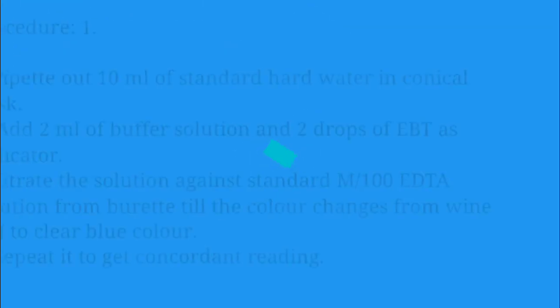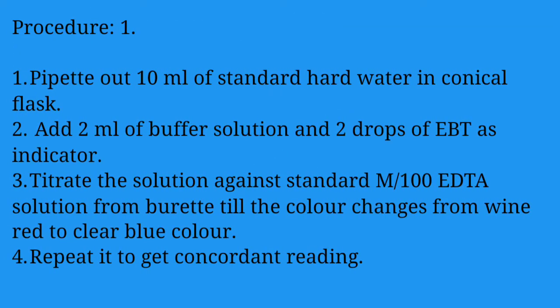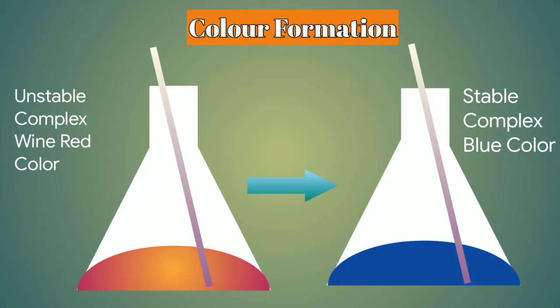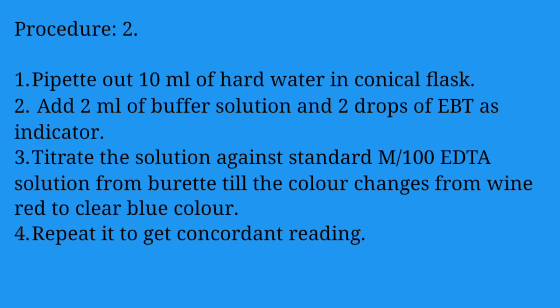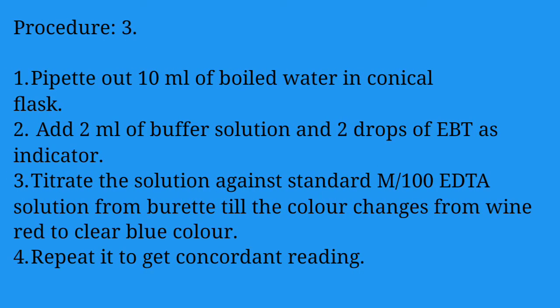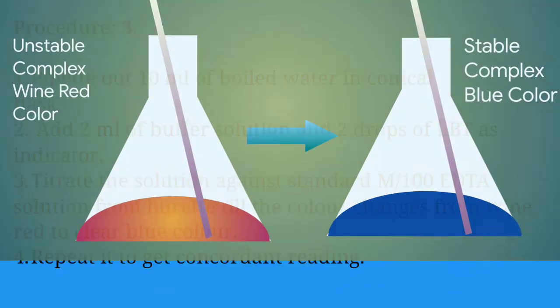Now we discuss the procedure. Pipette out 10 ml solution of standard hard water. Add 2 ml of buffer solution and 3 to 4 drops of EBT. Titrate against EDTA solution M/100 from the burette till the color changes from wine red to clear blue color. Repeat it to get concordant readings. In the next procedure, repeat the same with tap water. For permanent hardness, take 100 ml of water and boil it for half an hour, and repeat the same procedure again with 10 ml of solution and get concordant readings.